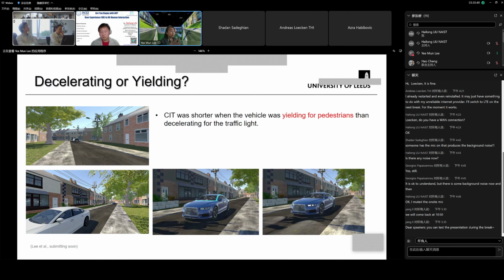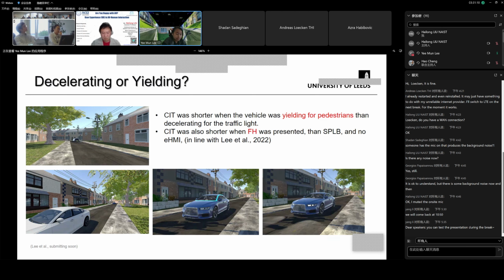People take shorter time to decide crossing when the vehicle is yielding for them than for the traffic lights, which is good. People are able to discriminate based on the intention. CRT was also shorter when flashing headlights was presented as compared to slow pulsing light band and no eHMI, which is in line with the previous study that I've mentioned. Again, no surprising, replicated findings, very good.